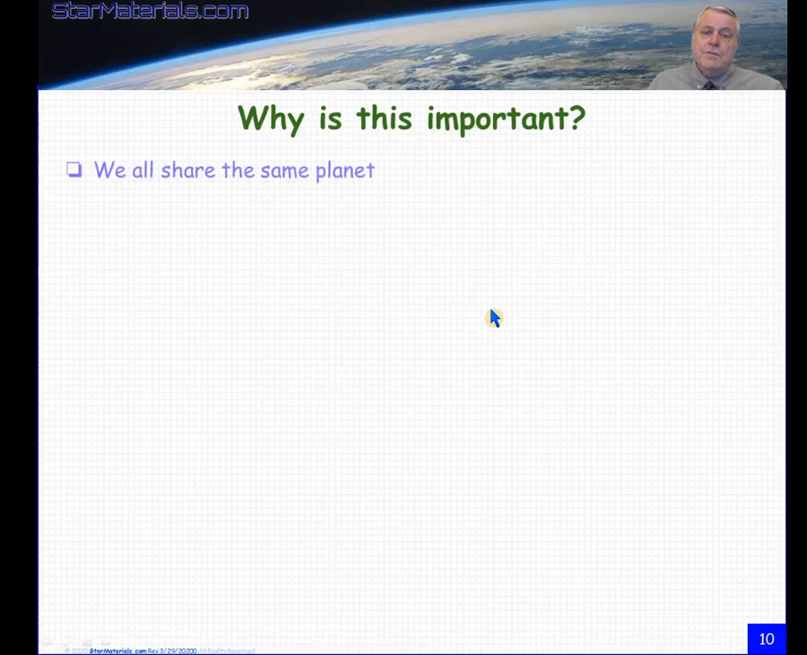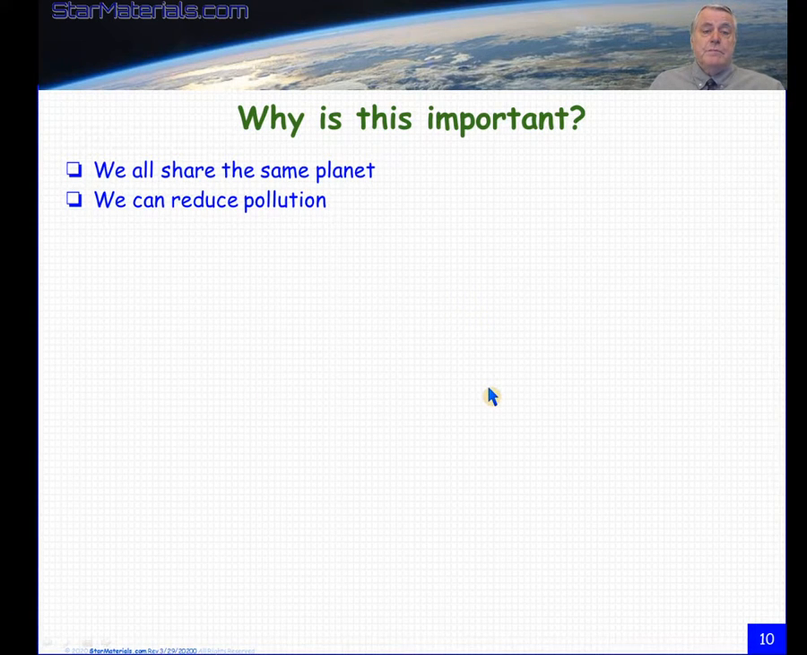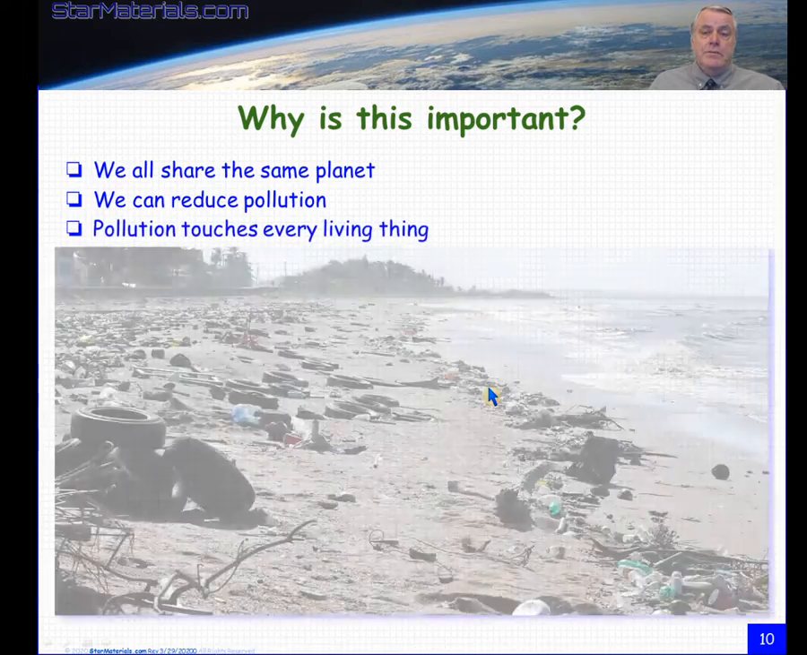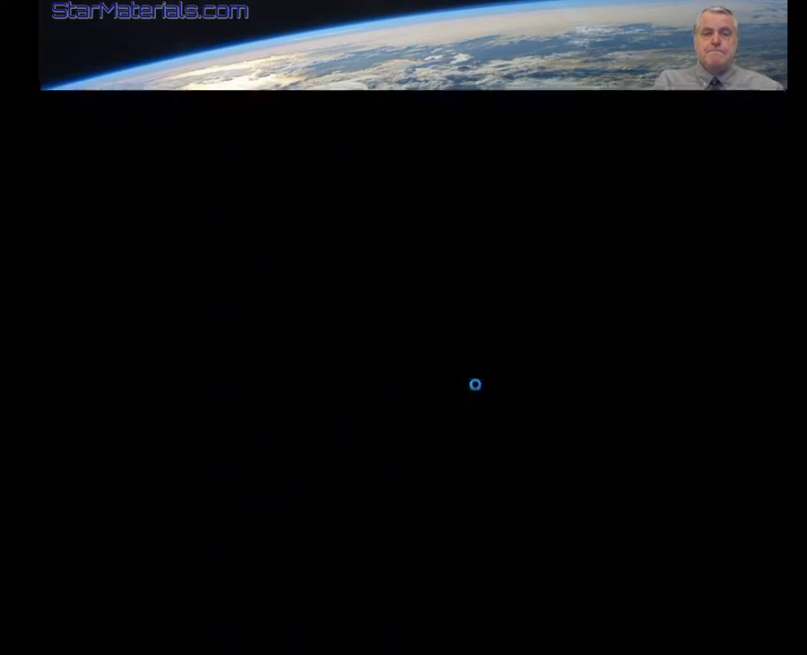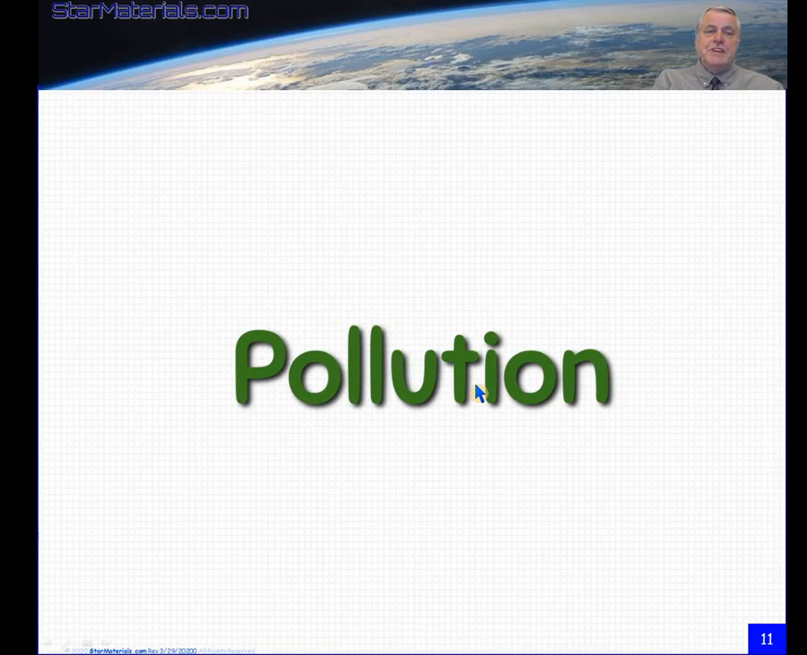So why is this important? We all share the same planet. We can reduce pollution by knowing about it and knowing where it comes from. And pollution touches every living thing. There's your lesson on pollution.